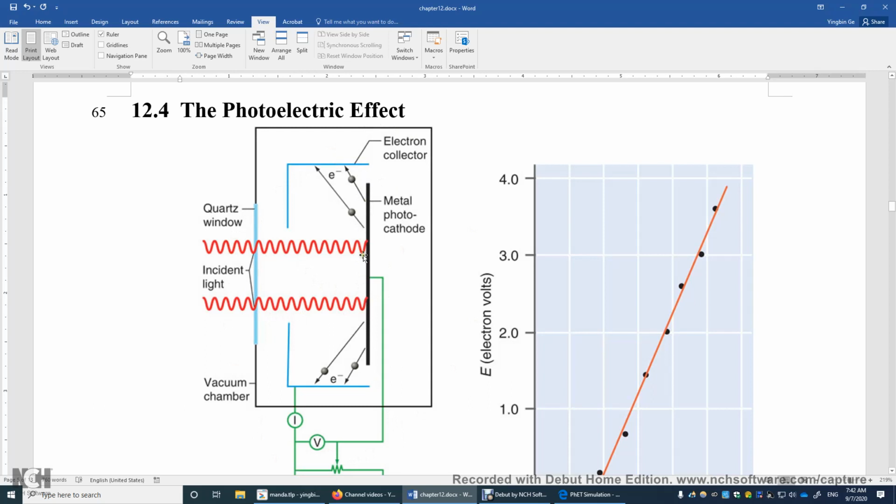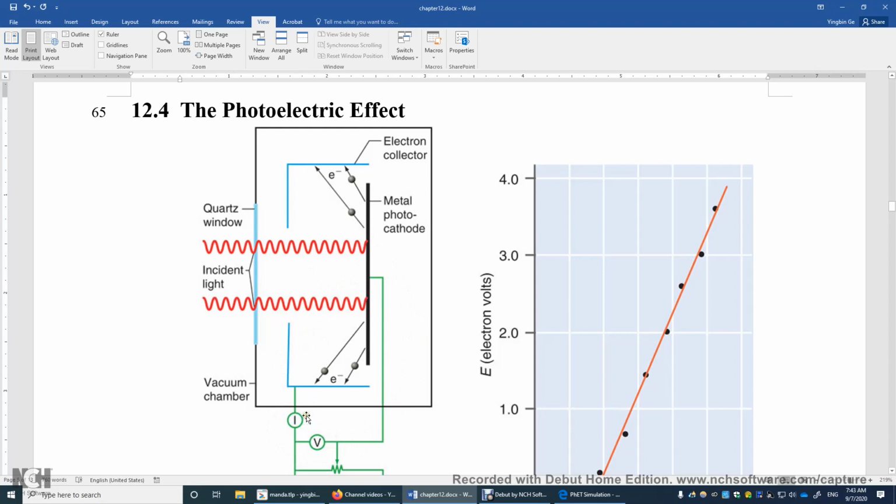We have a piece of metal. We have incident light. The electrons on the surface of the metal absorb the photon energy and get ejected. The ejected electrons can be detected here. We measure the electric current and voltage. So the electrons will flow back to the metal and then get ejected again. We form an electric current loop.